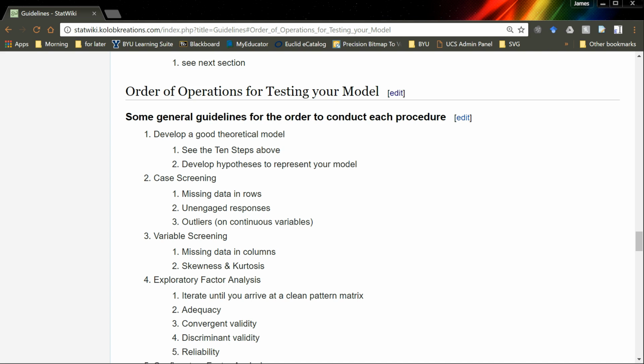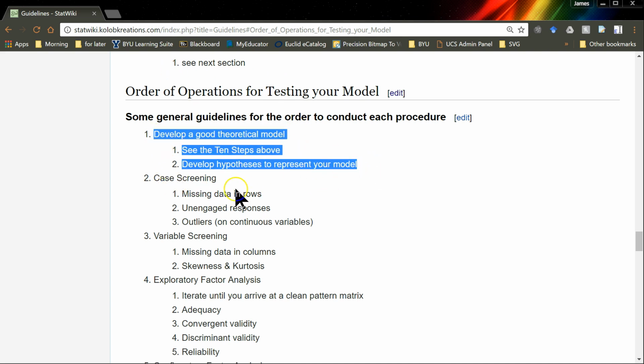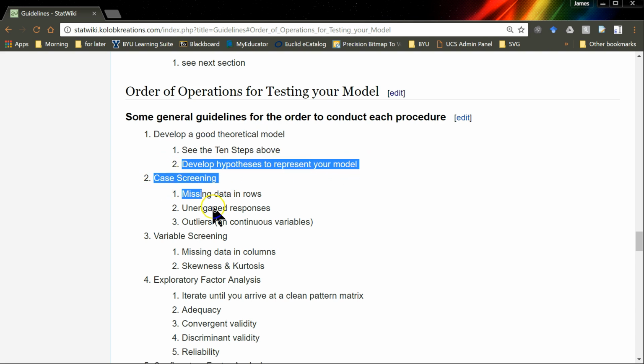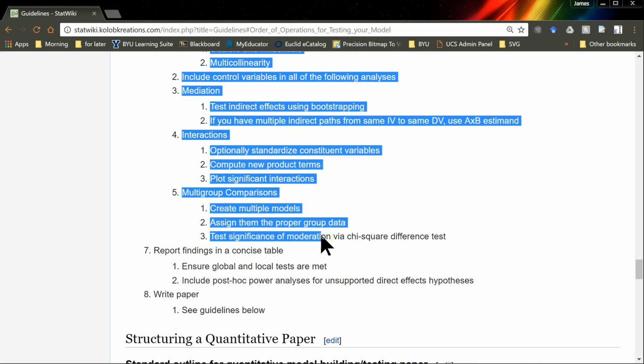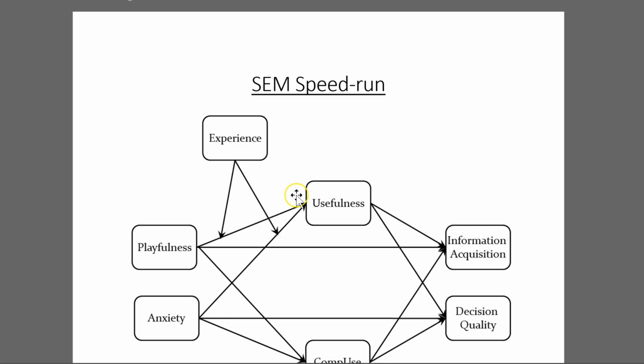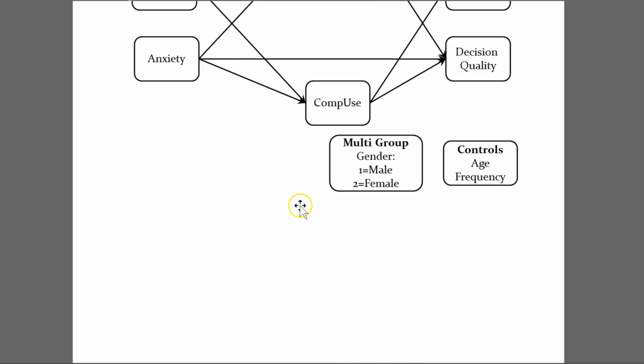In fact, the set of analyses I'm going to zip through is this entire order of operations on the stat wiki in the general guidelines section. I'm going to assume we have a good model already developed. I'm going to jot down some hypotheses really quick and then do all of this stuff. In fact, I'll just copy and paste this. It's essentially doing the whole SEM series playlist in a single video. I'm guessing it'll take almost 2 hours and we'll see if it works. Let's go. Control C. And if my notes don't make sense or my jabbering doesn't make sense, I apologize.